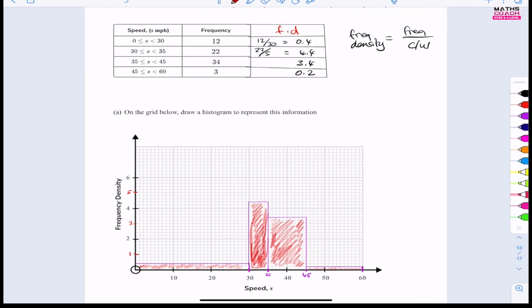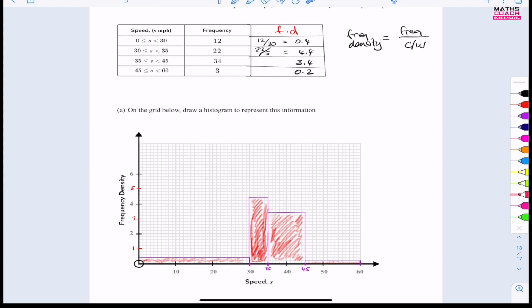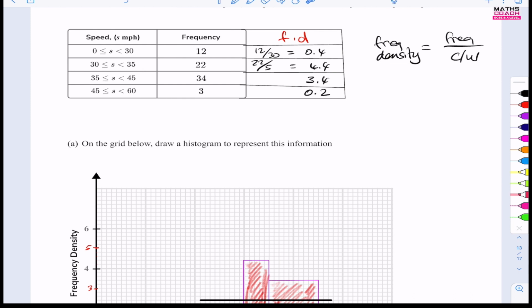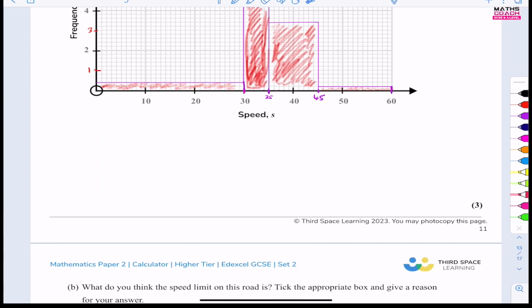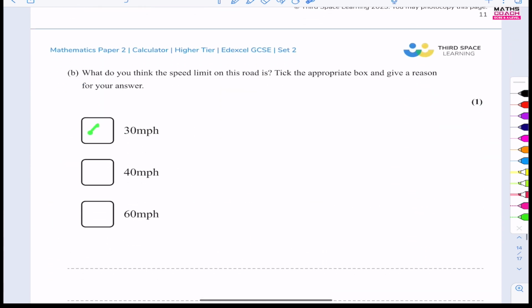Now, on a histogram, if you want to find the majority, the most common frequency, you can look at either the histogram, or you can even look at the table actually for this. You can see that the majority of the cars were around here. Okay, so the speed limits were between 30 and 45. Obviously, it's going to be one of those. Okay, so we know that the speed limit is somewhere between 30 and 45. Now, what are the options? Remember, it's between 30 and 45, but if you look at the options, between 30 and 45 would be here. Okay, but we can only pick one of them.